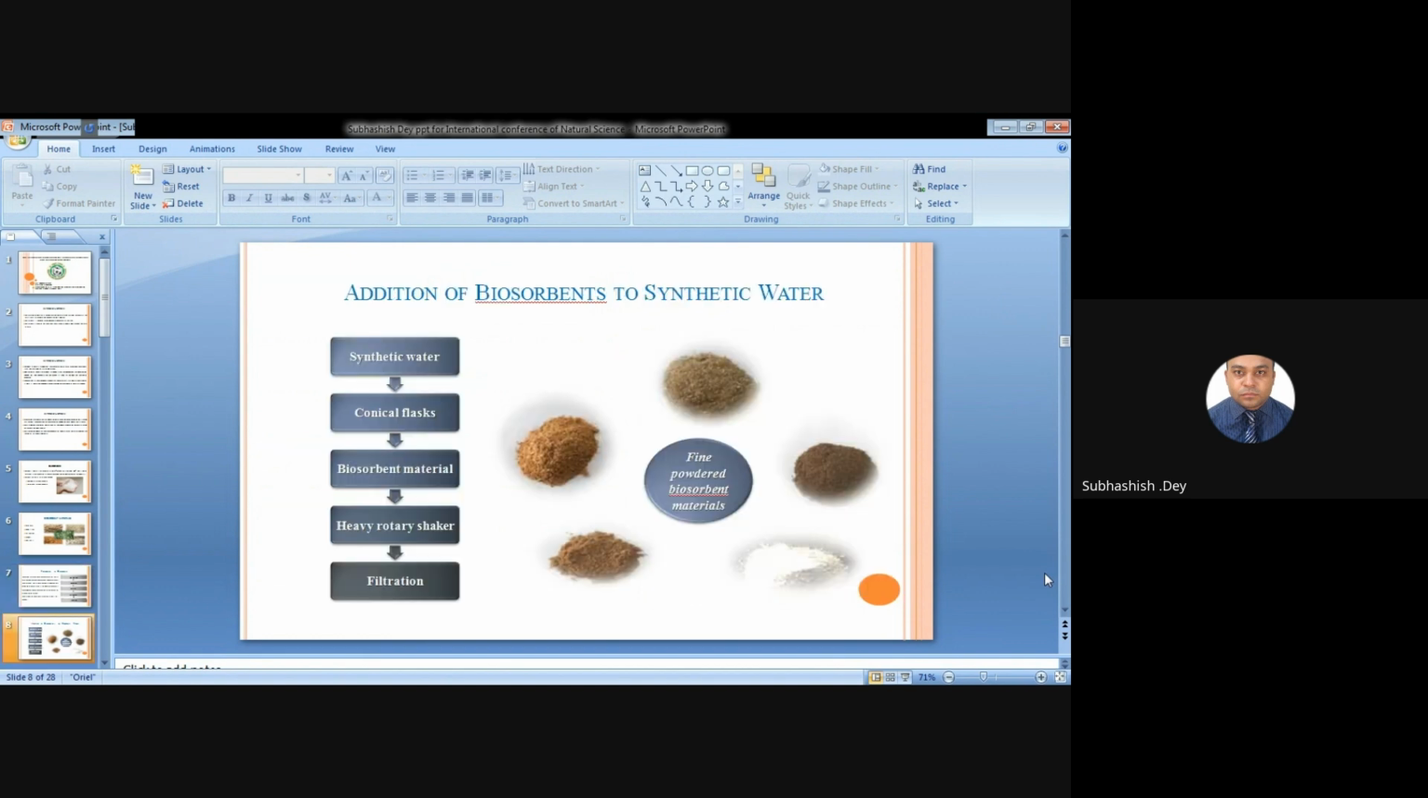So this is the process of collecting the biomaterials. After washing and cleaning, we form the powder and add it to the water for removal of hardness from the water. So this is the synthetic water in a conical flask. We are using biomaterials, a rotary shaker, and a filtration process.